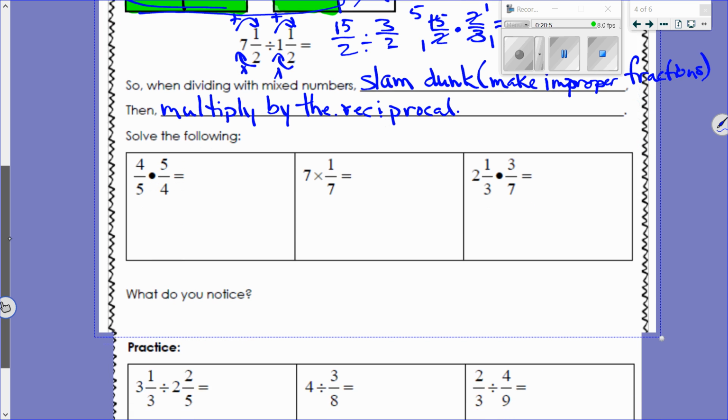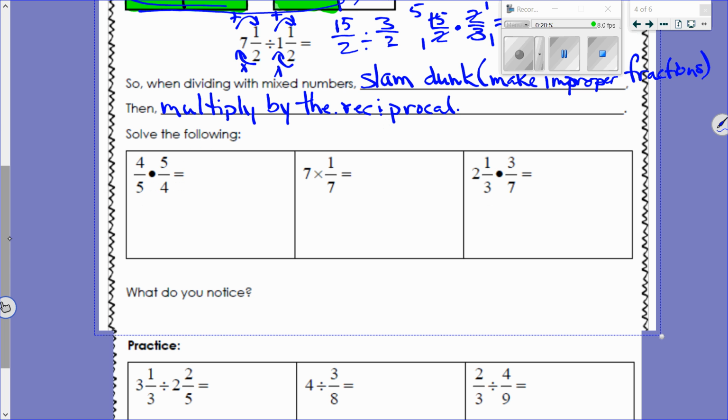Okay, we're going to look at the following ones. And actually, I'm going to let you guys have about 2 minutes. Go ahead and solve these three. What do you guys notice? All of the answers are 1. Did everybody get 1 for all your answers? Then let's check this real quick. That seems odd they'd all equal 1.